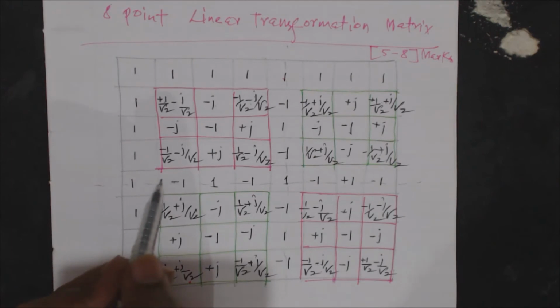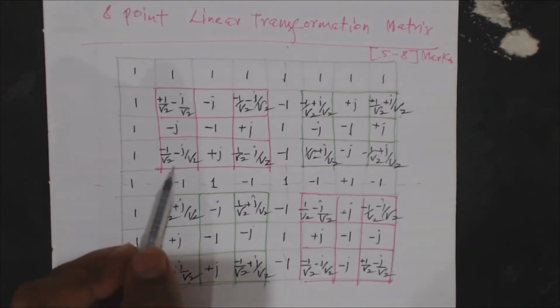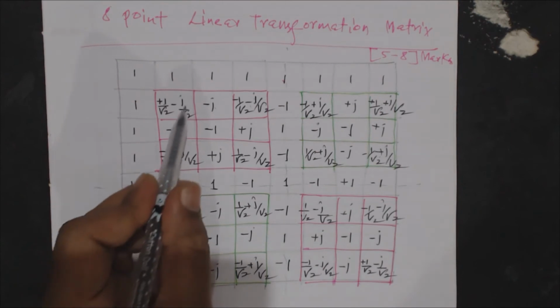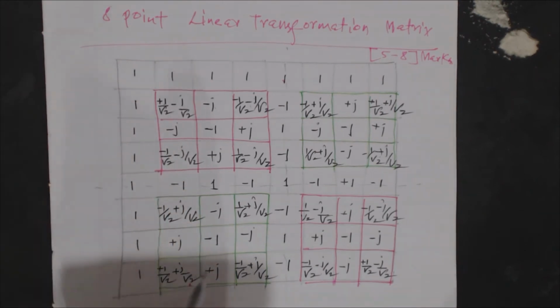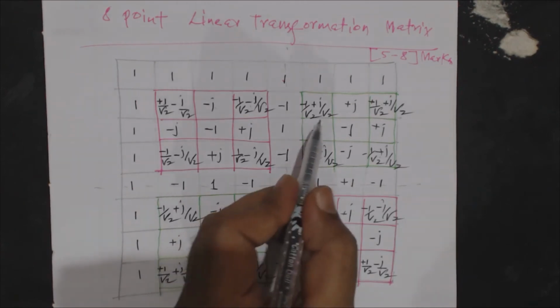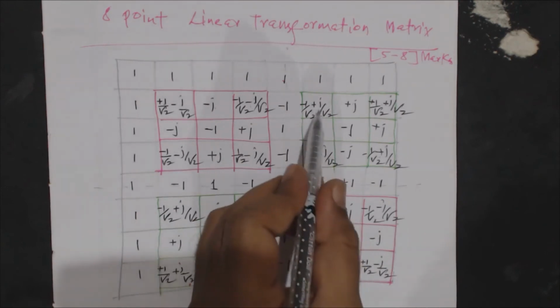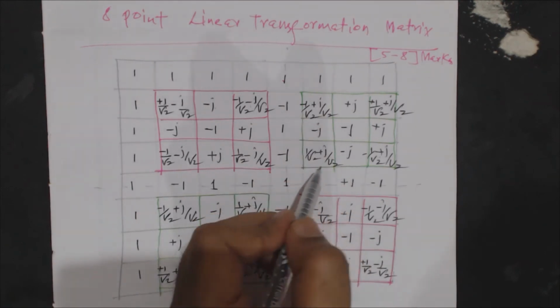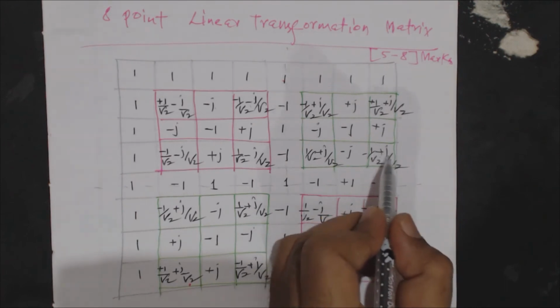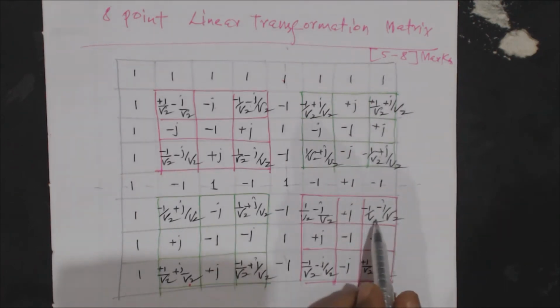Now it's time to fill up the imaginary part. Remember, the imaginary part of this box will be same as this box. The imaginary part of this box will be same as this box. The imaginary part of this box will be same as this one, and the imaginary part of this one will also be same as this one, and this one also. The imaginary part of this box will be same as this one. So in this way we can fill up all the cells of the 8x8 matrix.